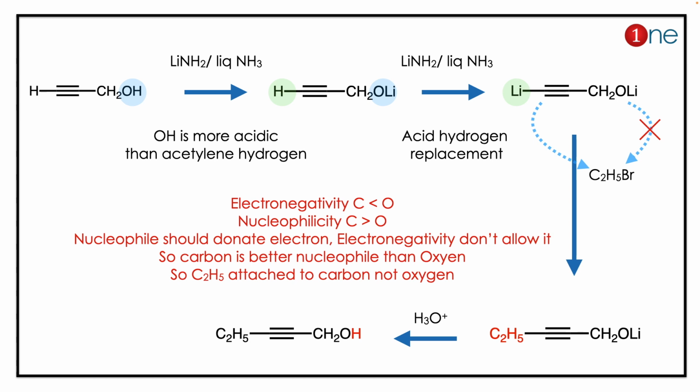Here you have an alkyne and an alcohol as the functional groups. You are reacting with lithium. Lithium replaces the acidic proton. There are two acidic protons, the alkynyl proton and the alcohol proton. Alcohol is more acidic than the sp hybridized alkyne.